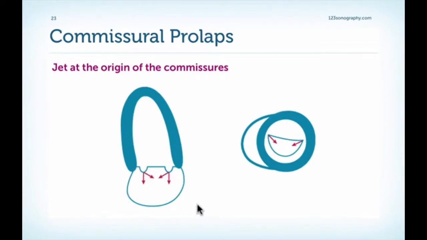Now, commissural prolapse forms are actually very difficult to detect because in the standard views we do not usually see the origin of these jets. So you have to use atypical views to demonstrate commissural prolapse forms.